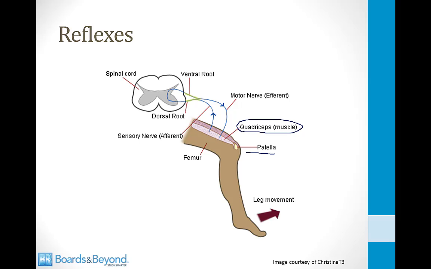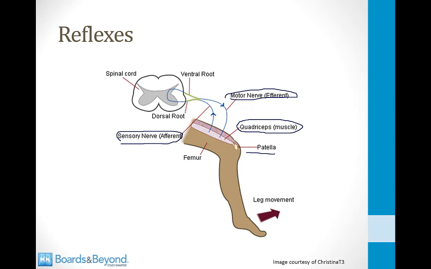So the spinal cord is constantly sensing the amount of tension in the quadriceps via a sensory nerve that sends signals to the spinal cord. And then the spinal cord reacts by sending back signals through a motor nerve to keep the quadriceps contracted at a basal level. And it's able to do this all at the level of the spinal cord without having to send signals up and down to the brain.